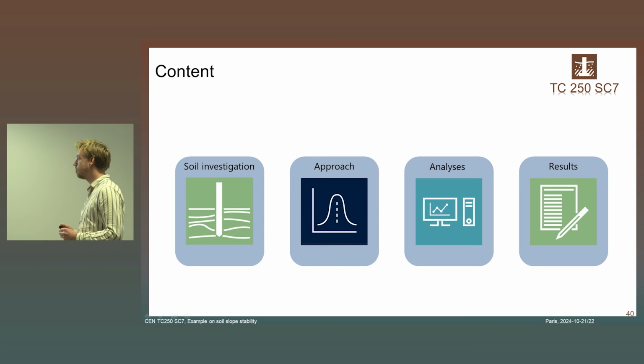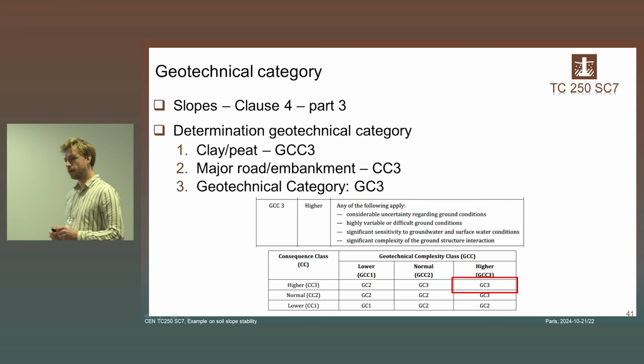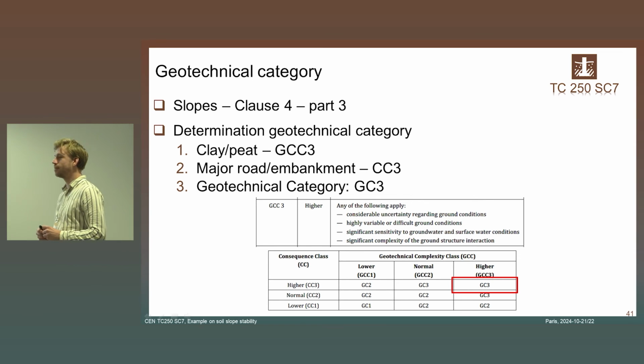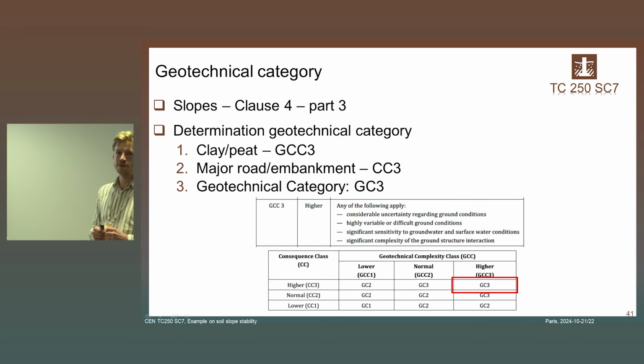So with the second generation code in hand, we assessed this case study. For the content of this presentation: first the soil investigation and the geotechnical category that this structure is in, the approach, some of the analysis performed, and the conclusions in the end. Some of the things have been said already in the first part of this presentation. Slopes and embankments are of course covered in part in class 4.